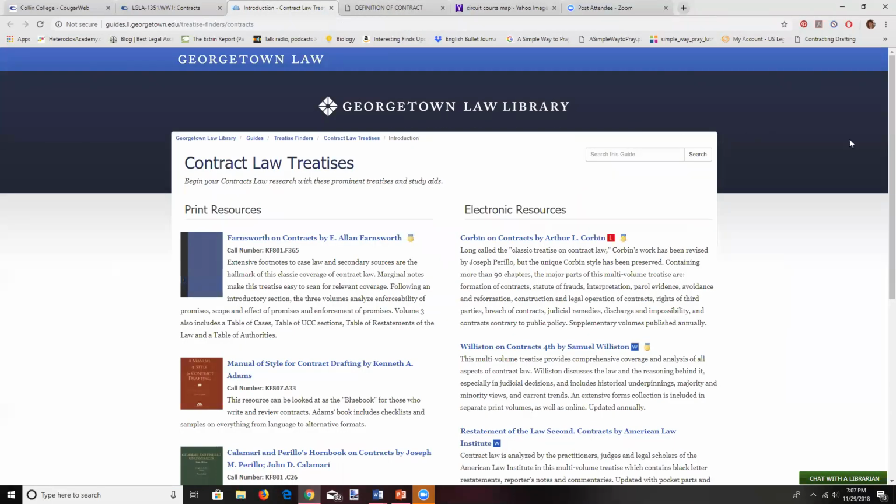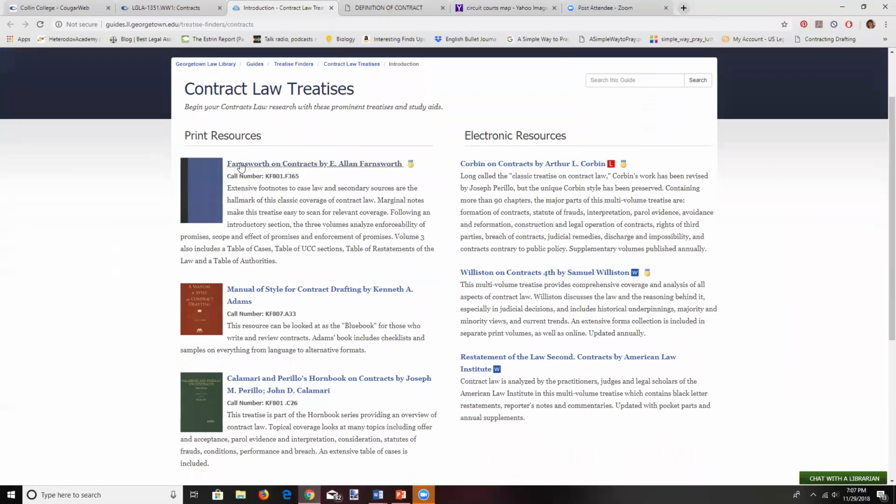Here we go. Here's a list of some secondary sources. We have Farnsworth on contracts. This is a hornbook, very, very well regarded. Calamari and Perillo, this is also a very reputable hornbook. Lots of legal professionals use this one.